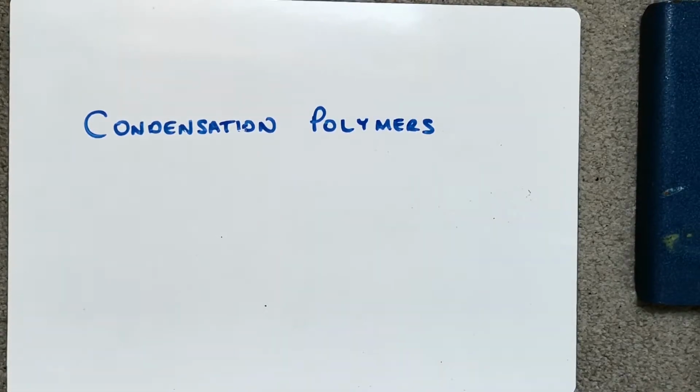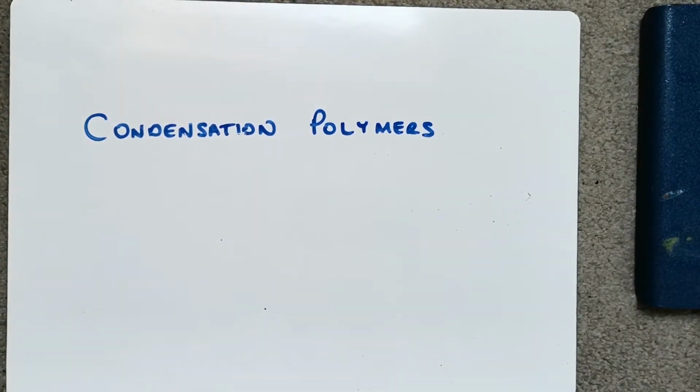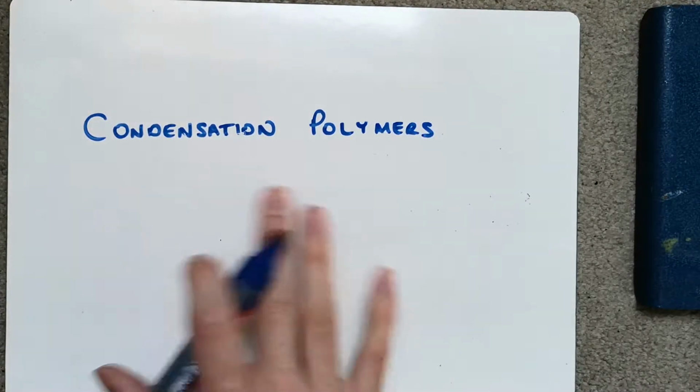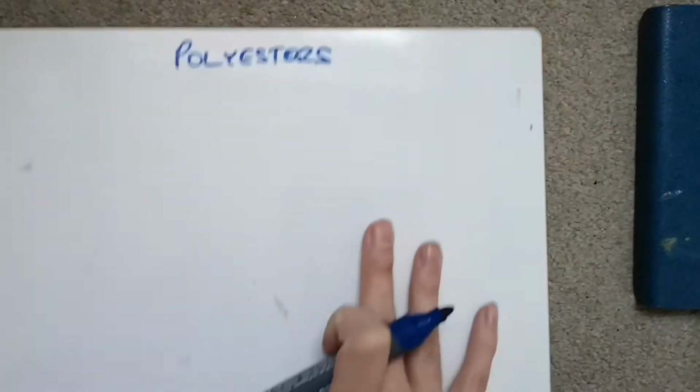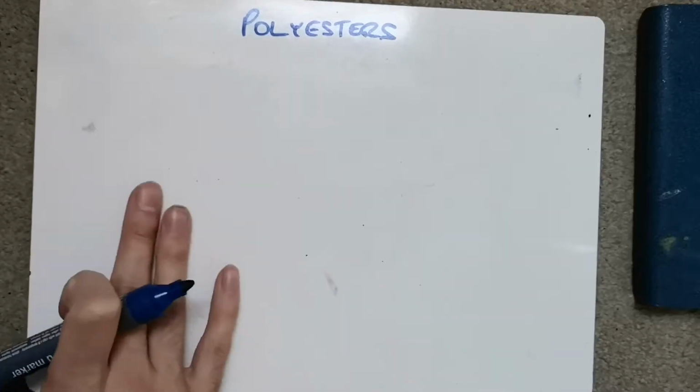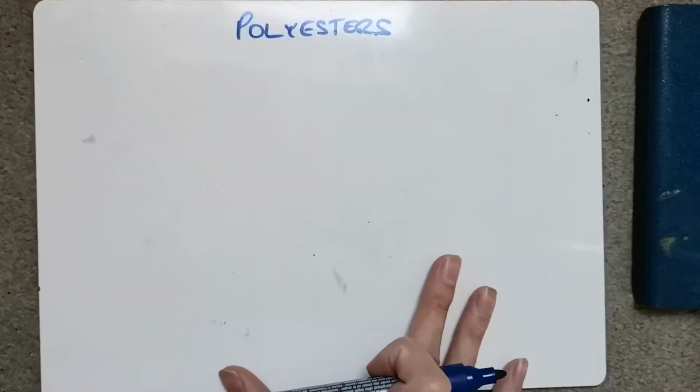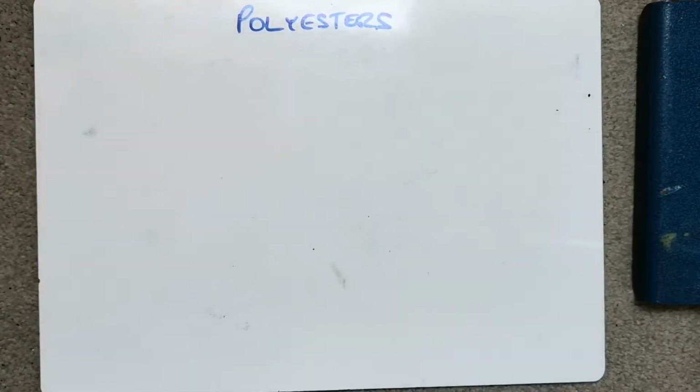Hi, this short video is going to be on condensation polymers. So we've seen polymers already in the first year of the course. Now I'm going to look at condensation polymers and two specific examples. The first one I'm going to look at is polyesters. Now these form much like esters.